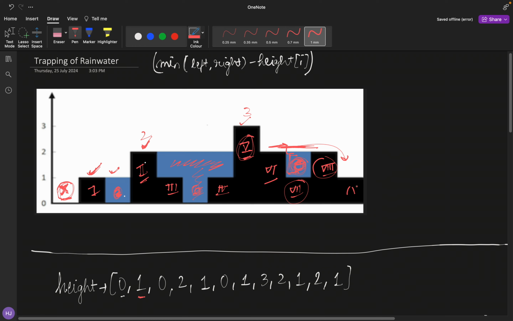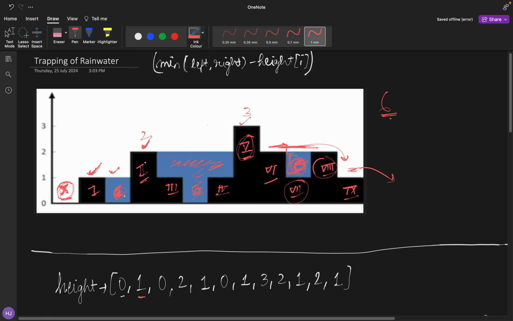Now talking about building number 9, can we store water over here? No, because there exists no building to the right of it. So the max amount of water that we can store is 1 and 4 and then 1, which comes out to be 6.